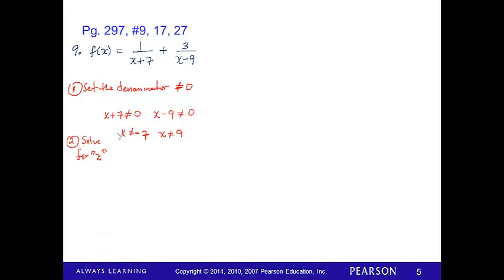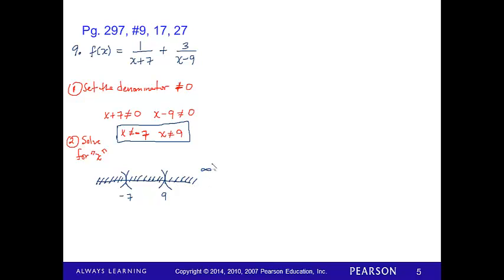So your domain consists of all real numbers as long as x is not equal to negative 7 and x is not equal to 9. If we wanted to write interval notation, let's first start with a number line. Put your negative 7 and 9 on a number line. Since it says does not equal, we're going to open a parenthesis to the left and to the right on the negative 7 as well as on the 9. And then you will shade everything else in between and to the left and to the right.